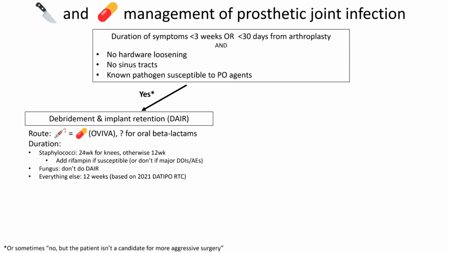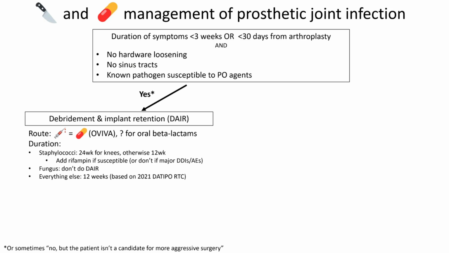We know about the OVIVA trial, but the OVIVA trial does have a lot of caveats. And if you're using penicillins, it's not as reliable. But if you use Bactrim, for example, for susceptible Staph aureus, then you can get away with honestly just oral antibiotics after the initial IV. The duration of therapy for DAIR is the longest, obviously, because the original joint is still in there. So for Staph aureus, especially, you need to be treating them much longer. So 24 weeks and at a minimum 12 weeks.